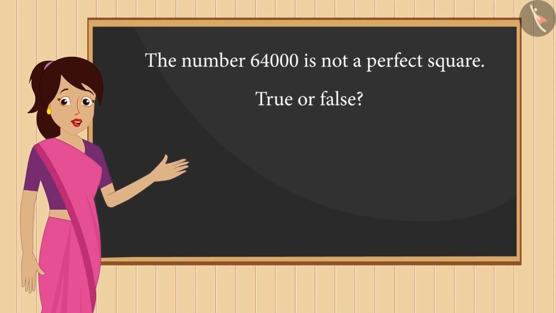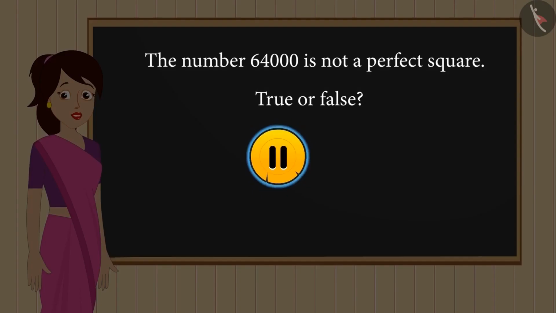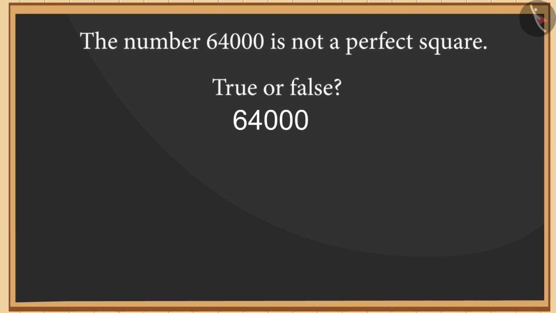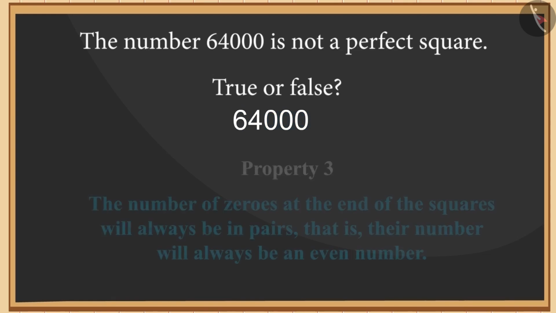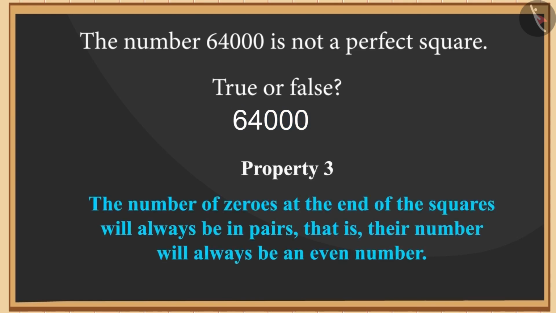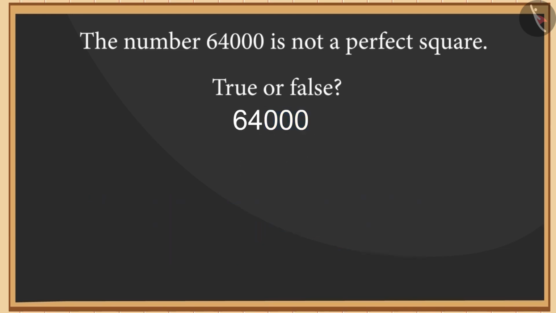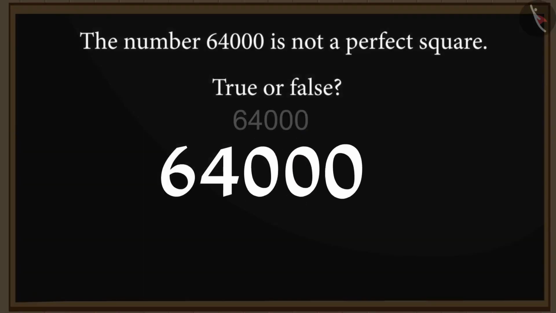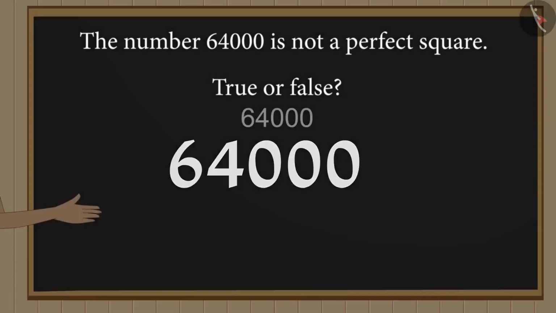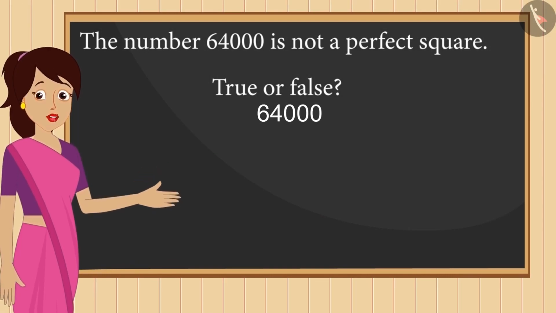You can pause the video here and think of an answer. If you have assumed this statement to be false, then you may have thought that 64 is the perfect square, and as the last digit of this number is also 0, it will be a perfect square. But this is wrong. We know that to be a perfect square, the number of zeros at the end of the number must be even. This number is ending with 3 zeros, which is not an even number. Therefore, this number is not a perfect square.